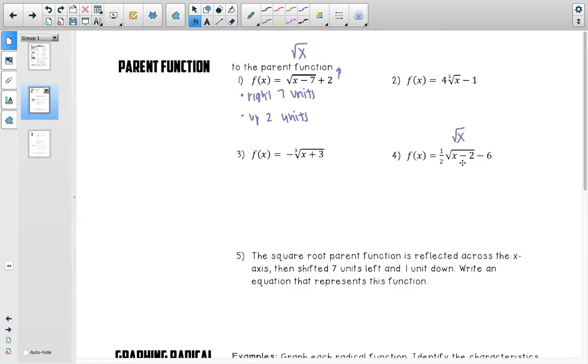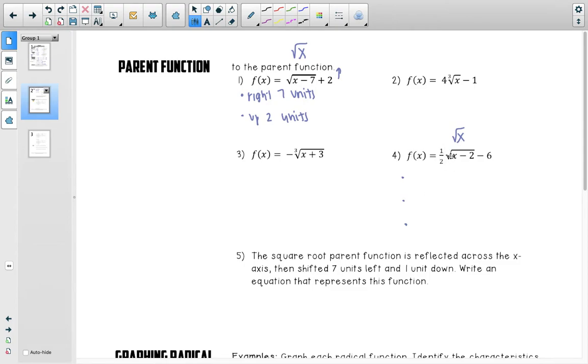And I'm going to ask you how many different numbers were tacked onto this, or things that are different from the square root of x. Well, that's one thing that's different. The 1/2 is. The -2 is something that's different. And the -6 is something different. Those are 3 transformations. That is an easy way to compare and figure out how many you should have.